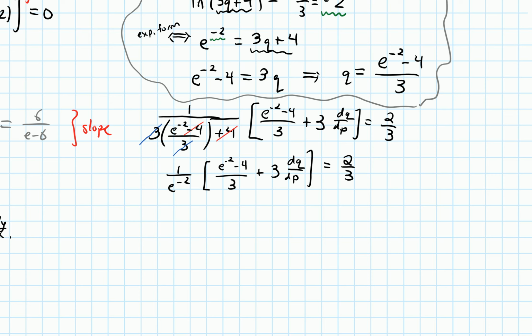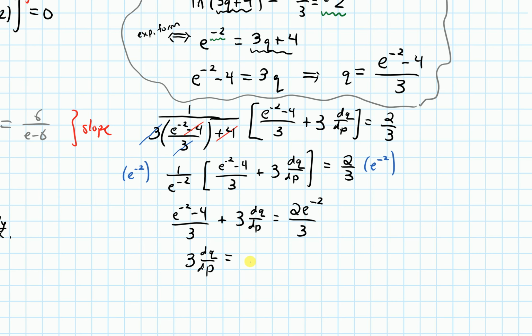Now let's multiply both sides by e to the negative 2 to get rid of this fraction outside the bracket. I'll do the same thing on the right. So doing that, we end up with e to the negative 2 minus 4 over 3 plus 3 dq dp equals 2e to the negative 2 over 3. Now let's subtract the fraction e to the negative 2 minus 4 over 3 to the right. We'll get 3 dq dp equals 2e to the negative 2 over 3 minus e to the negative 2 minus 4 over 3.